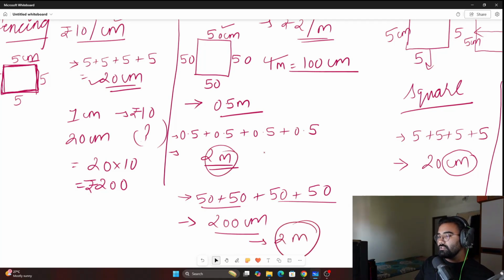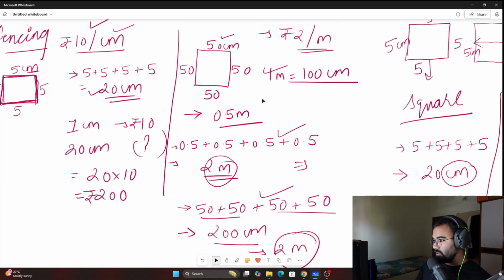You get similar answers, whichever method you follow. If you're comfortable converting first and then adding, you can do that. If you're comfortable adding all of them and then converting the final answer later on, both are correct. As long as you do your calculations properly, there should not be any problem. But our work over here is still not done. The rate at which he will be fencing his field is 2 rupees per meter. The reason we converted each side from centimeters to meters is because the rate of fencing is given in meters.